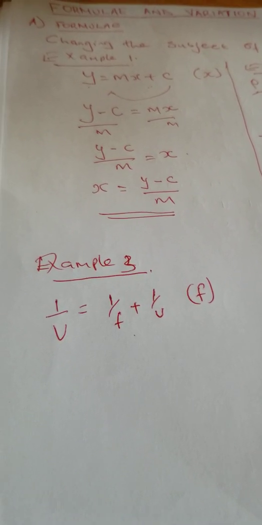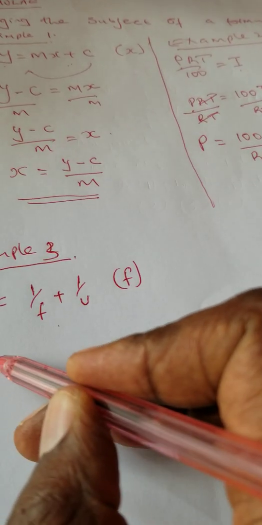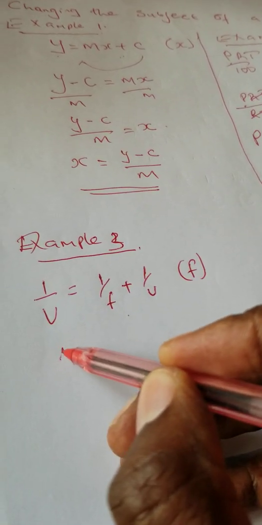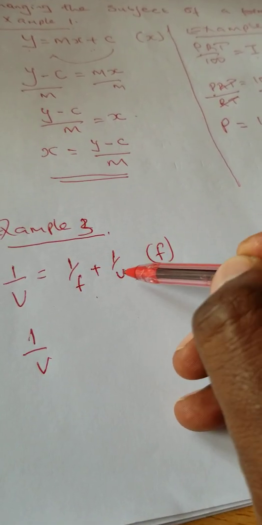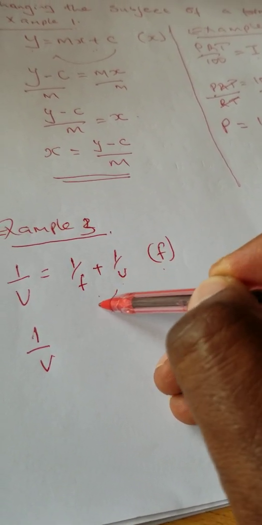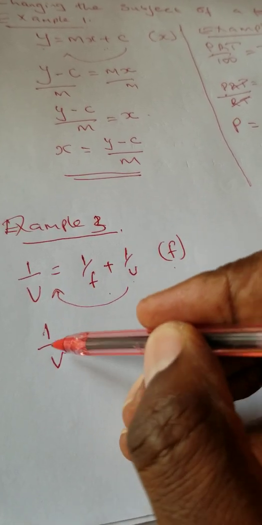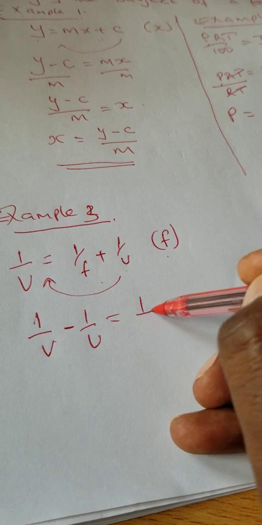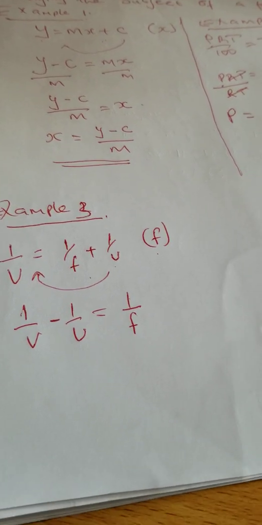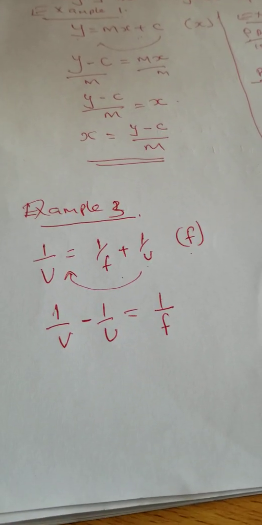All right, let's do it together. I hope you have an answer. So we want f. First of all, let's take this 1 over u to the other side. So it becomes 1 over v minus 1 over u is equal to 1 over f.